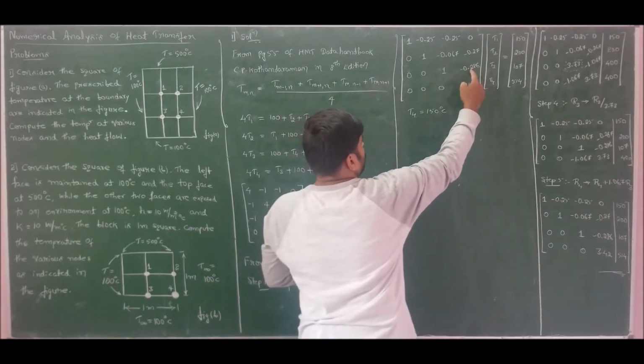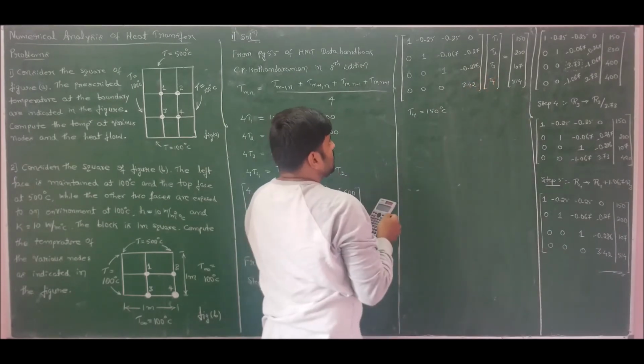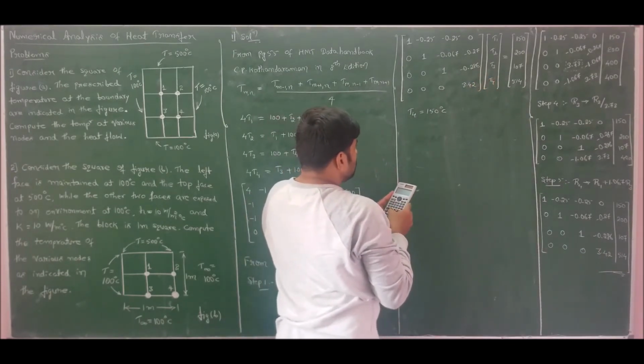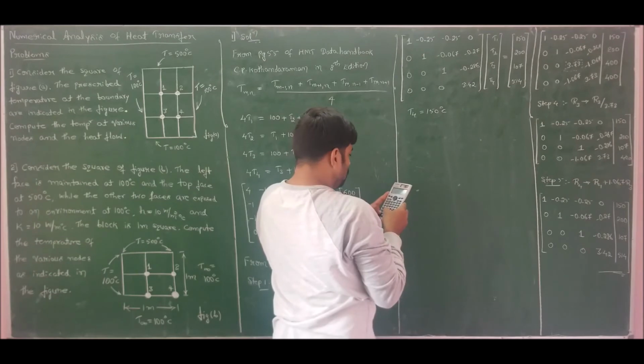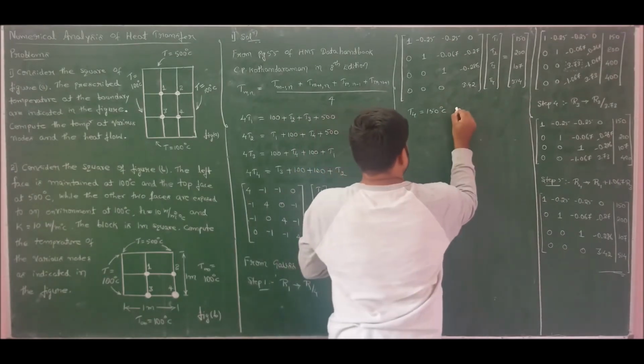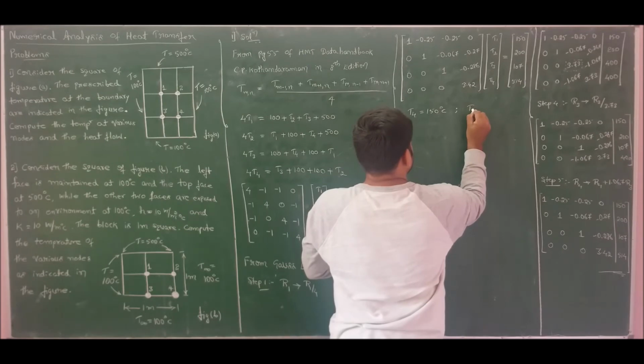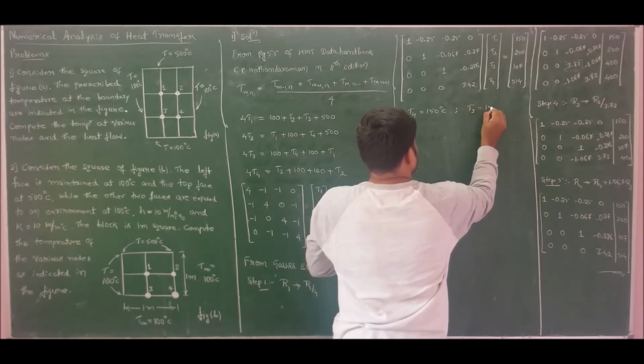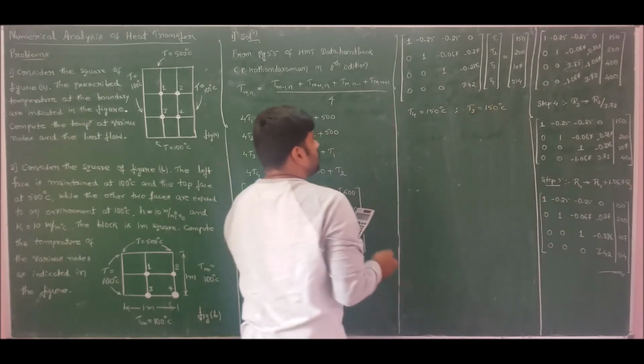Now I know the value of T4. I can find T3 from equation 3, that is T3 is equal to 107 plus 0.286 into 150, which is nothing but, again, I will get the answer as 150. T3 is also 150 degrees Celsius.